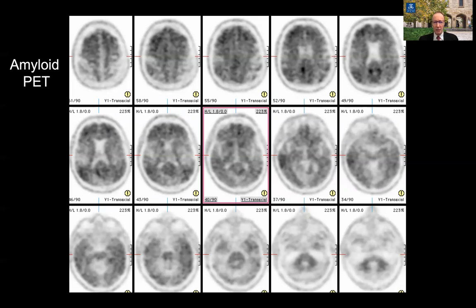This is one of the FDA-approved traces. They're a bit hard to get hold of in Australia, although you can if the patient is willing to pay for the scan. And this is positive.